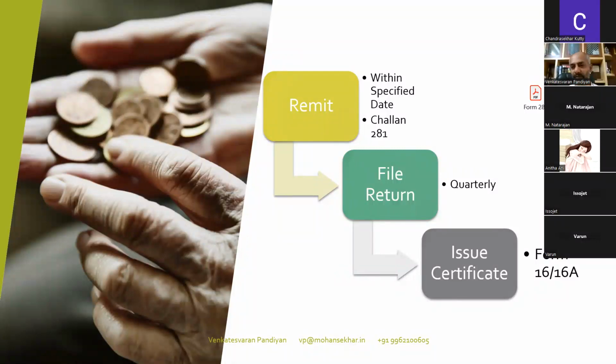And the next step, which is also the final step, is where you issue a certificate. You issue a certificate in two forms, either Form 16 or Form 16A. Form 16 is issued for salaries and Form 16A is issued for other than salaries. This certificate will contain the PAN number of the recipient, the nature of the payment, the amount of income or payment, the tax that is deducted, how much, when the tax was deposited, and where the tax was deposited. All this information is there in the certificate.